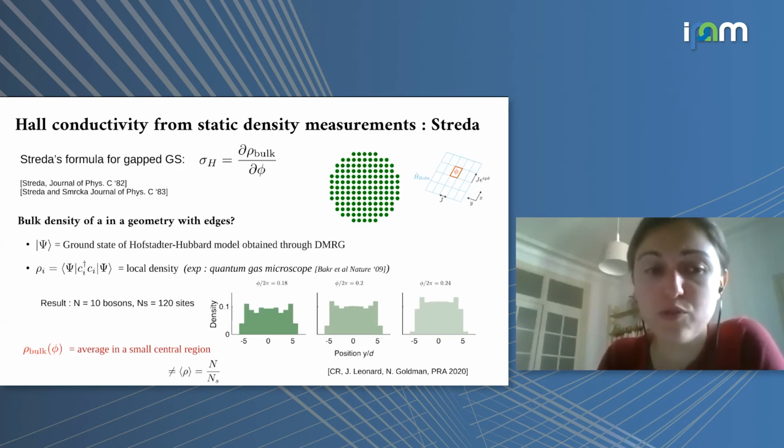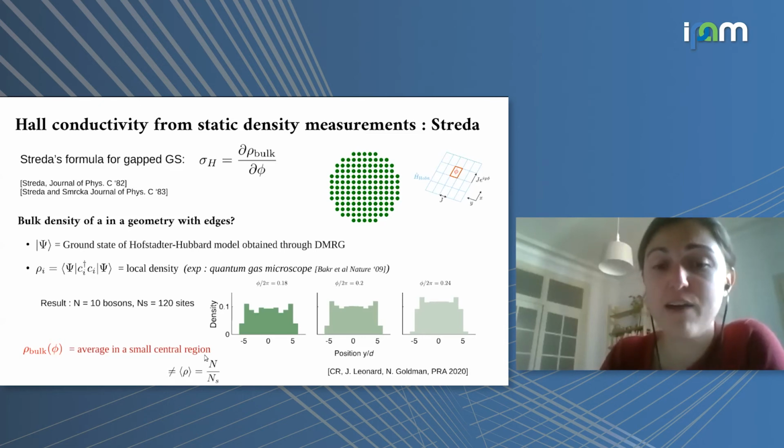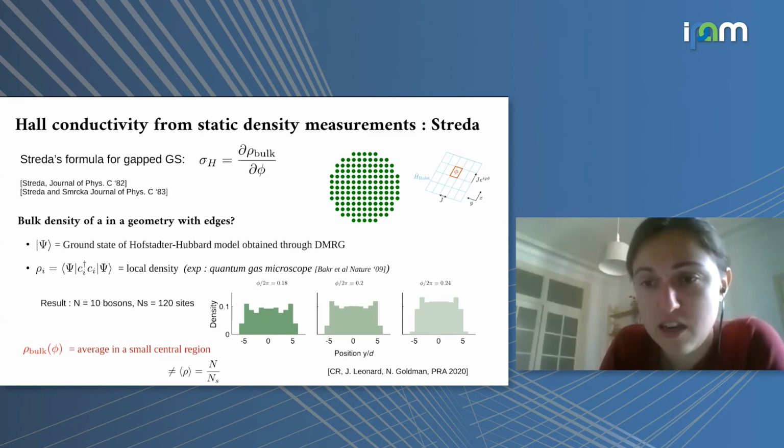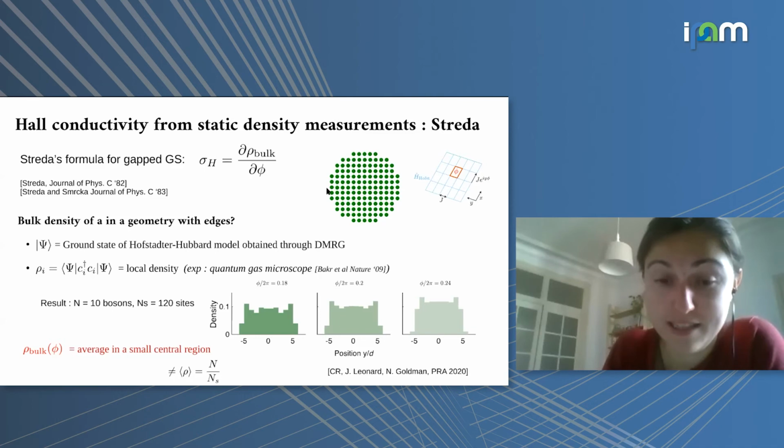What we are going to call the density in the bulk is the average of this density in a small central region of our system. And as you can already see from these images, it's going to vary from one flux value to the next. It's completely distinct from the average density, which would just be the number of bosons divided by the number of sites, and which doesn't depend on the value of the flux on the lattice.